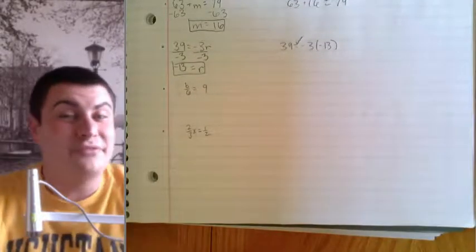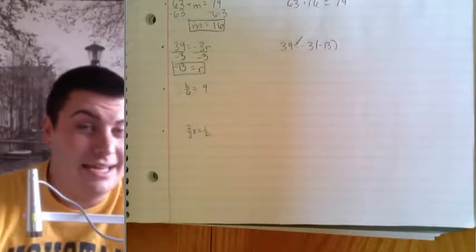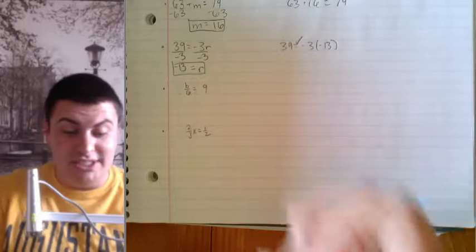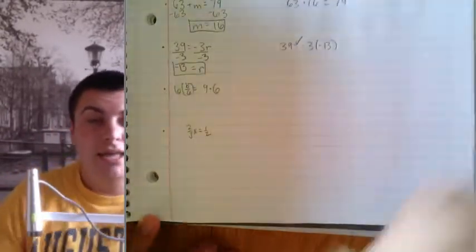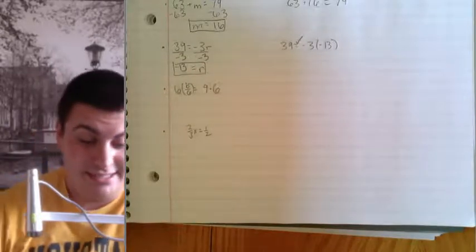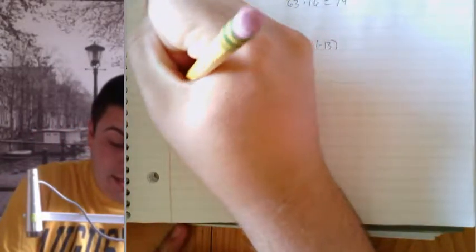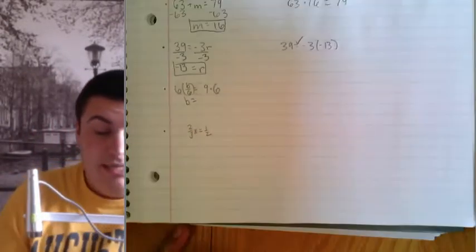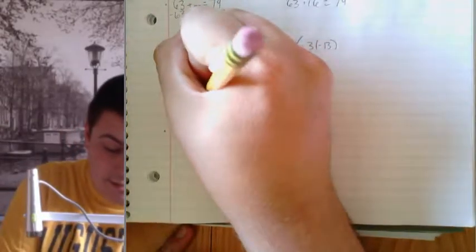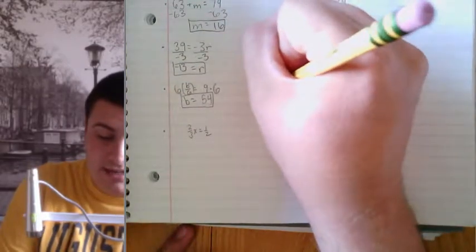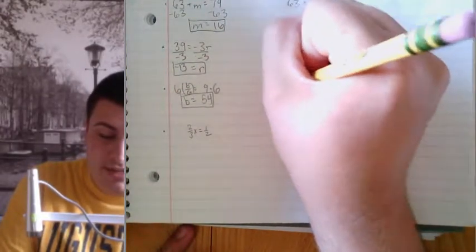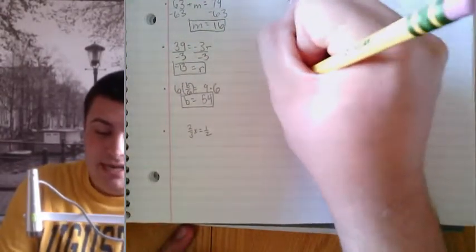Now if we have b divided by 6 equals 9, to undo division, we're going to introduce multiplication and multiply both sides by 6. So when we do that, these reduce away and we have b equals 9 times 6, which is 54. Again, to check, is 54 divided by 6 equal to 9?